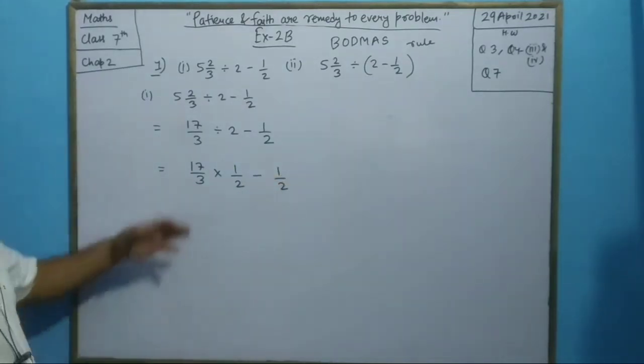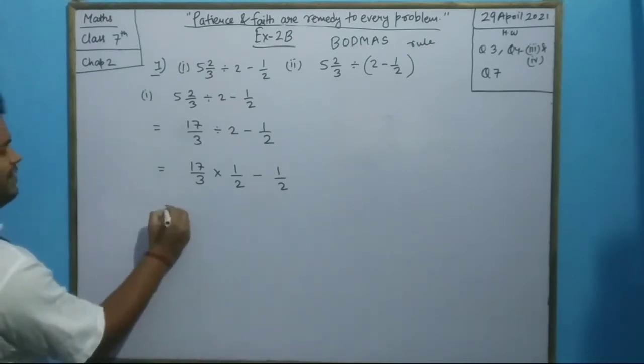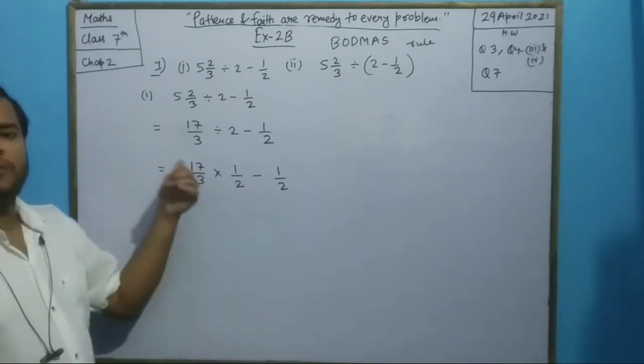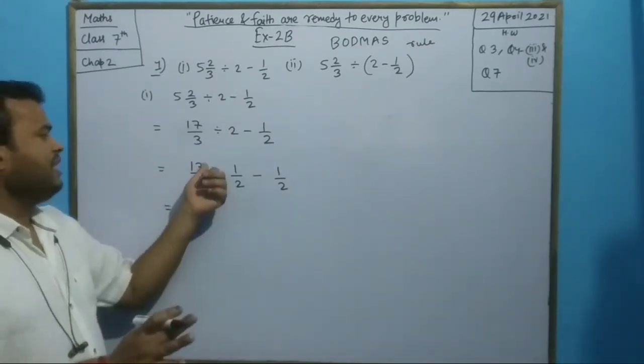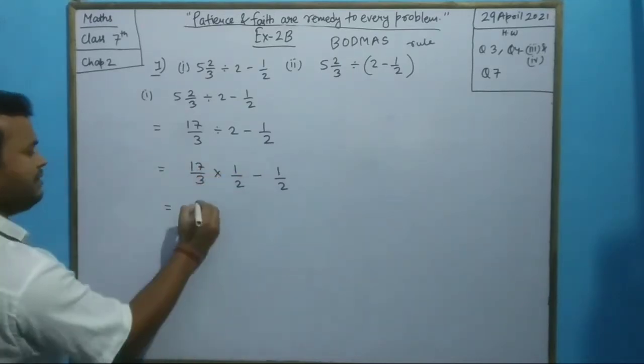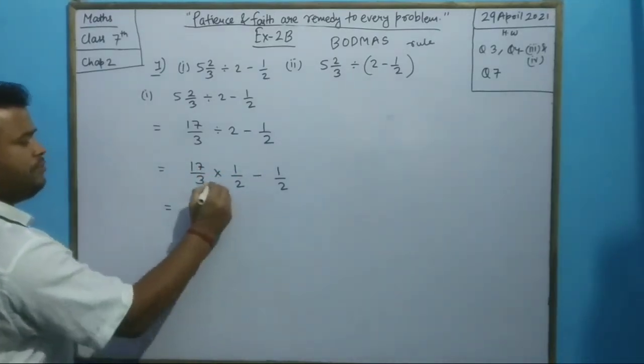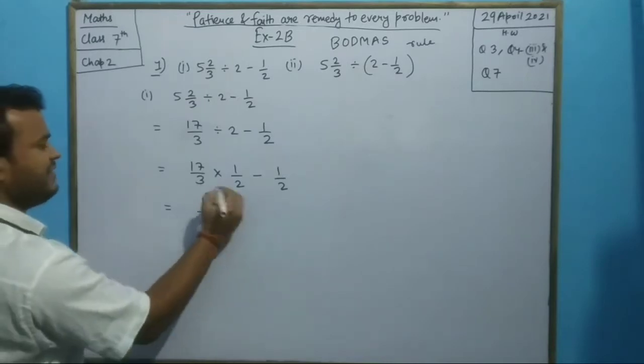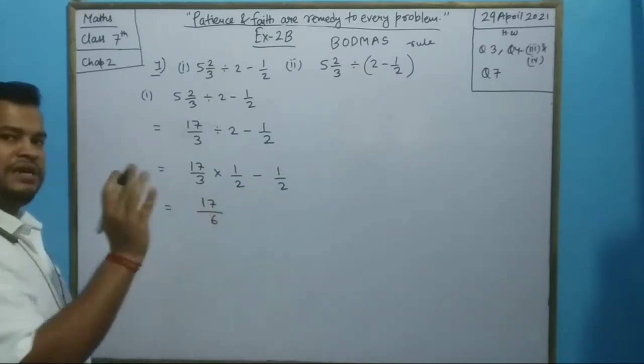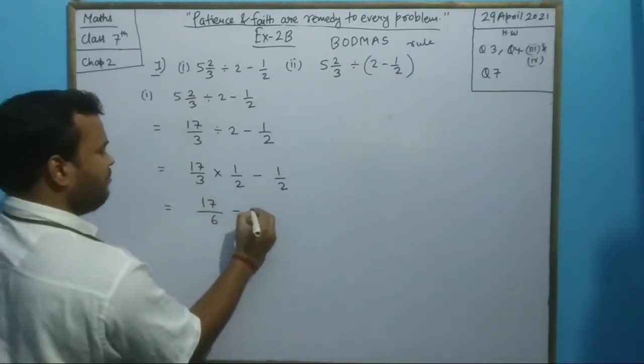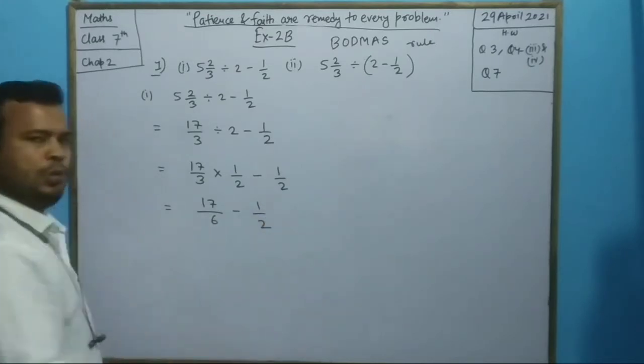Okay, now let us solve it out. Can we simplify? Is there any common factor? There is no common factor. So it will be 17 into 1, that is 17, and the denominator is multiplied with the denominator, that is 3 into 2, that is 6. 17 upon 6. Again minus 1 upon 2.